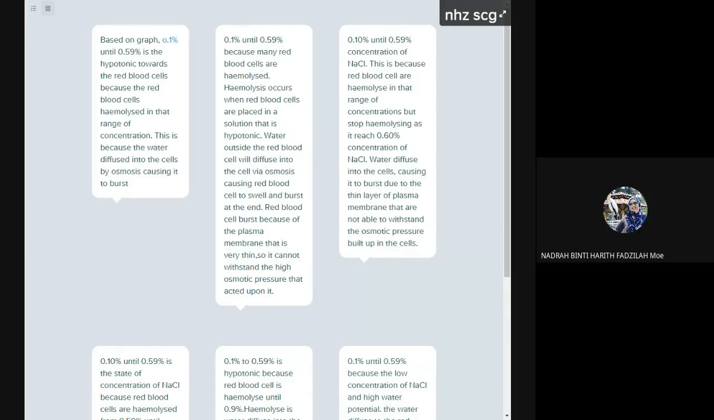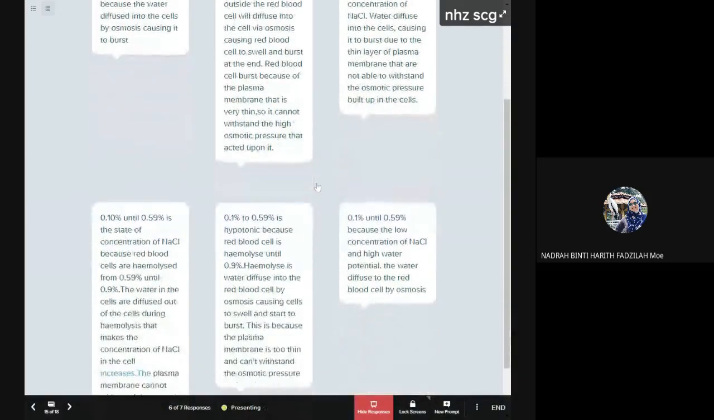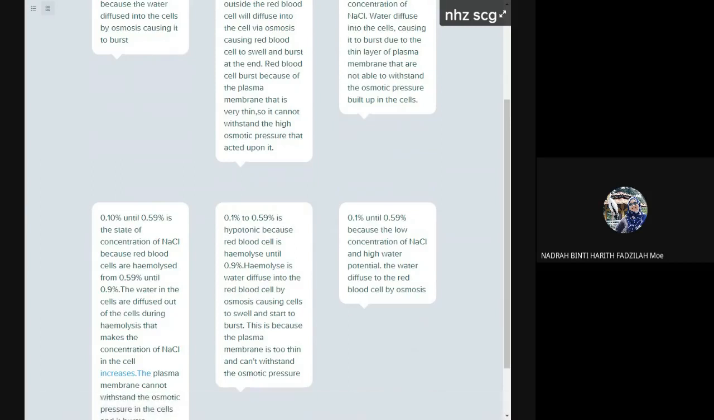Okay. Now number 4, if you want to explain further, plasma membrane cannot withstand the osmotic pressure that acted upon it. Okay, boleh, tak ada masalah. Plasma membrane very thin, cannot withstand pressure. Itu adalah good points for point number 4.